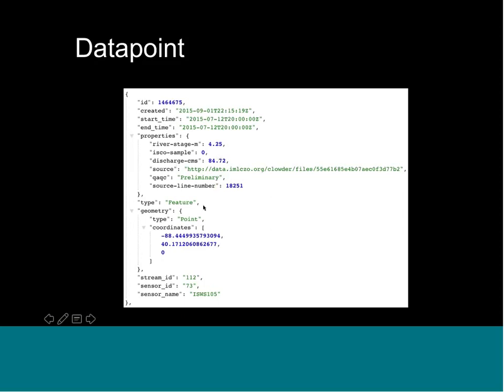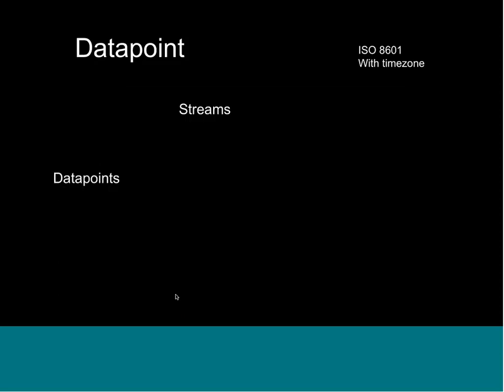Type features, that's a GeoJSON definition. Geometry, again, GeoJSON. In this case, it's a point. GeoJSON also allows you to have polygons in here. We don't really use them very much at this point for this project. And then there is this kind of stream ID, sensor ID, and sensor name, which I'll describe in a second. So this is the raw data point.